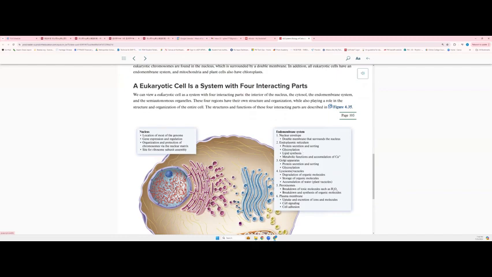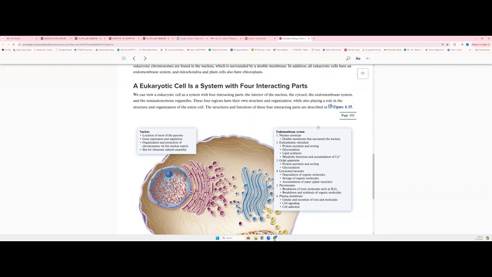Let's talk about the eukaryotic cells in a little bit more detail. Eukaryotic cells are more complicated. Good examples are plant cells and animal cells. They are very common cells in nature. So we can talk about the eukaryotic cell in four parts. Those four parts interact with each other.